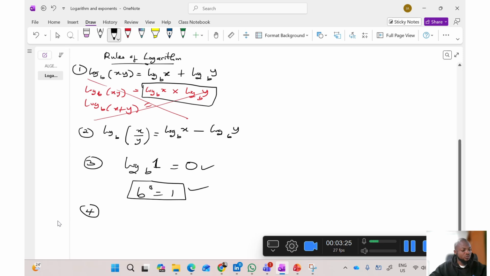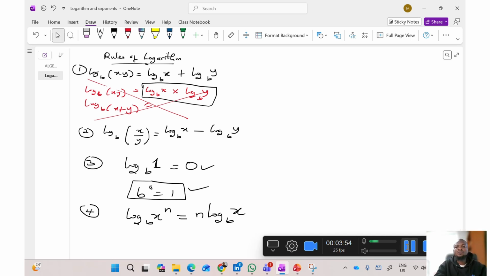The fourth rule states the logarithm of x raised to power n to base b. When you have this expression, according to the rule, this n can be brought down. So it becomes n log x to base b. I hope this is understood. It becomes n log x to base b. I hope this is well understood, everyone.